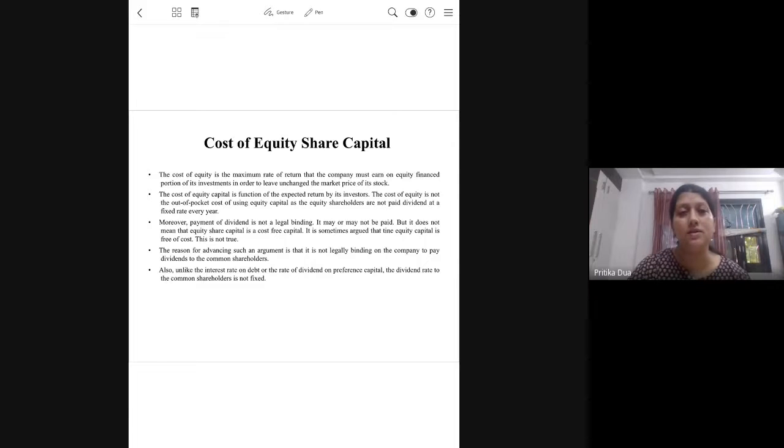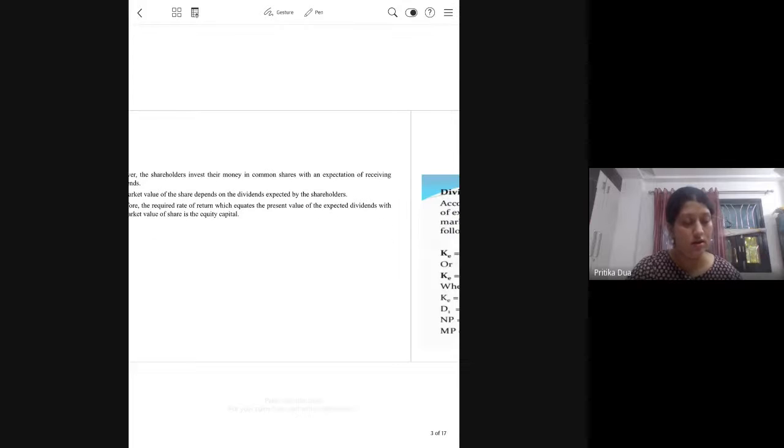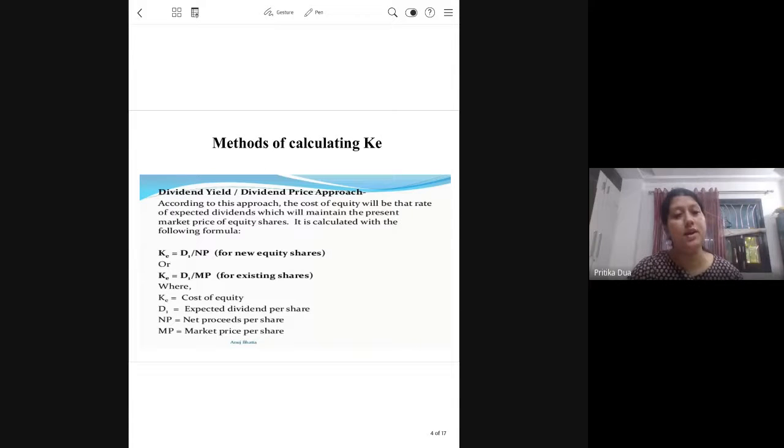We had started with the case of the dividend yield, the dividend price approach. We had done this in the last class: how do you calculate the cost of equity for new shares as well as for existing shares.